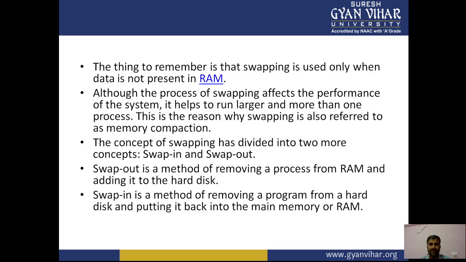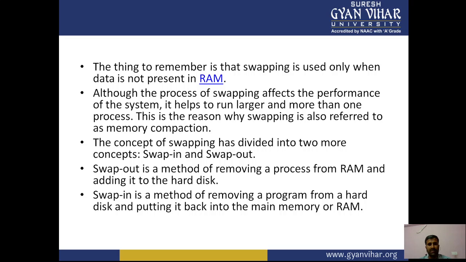The thing to remember is that swapping is used only when data is not present in RAM. Although the process of swapping affects the performance of the system, it helps to run larger and more than one process at a time, right? This is the reason why swapping is also referred to as memory compaction.